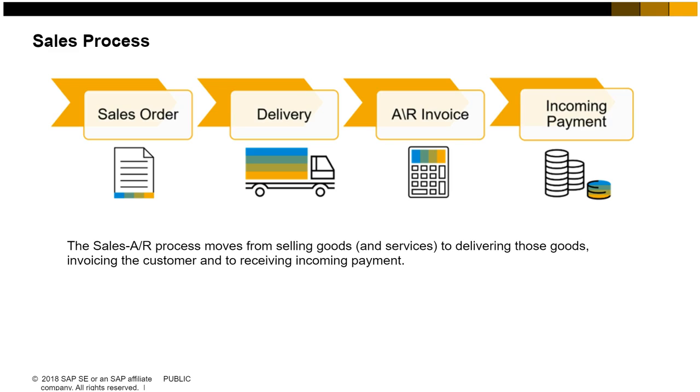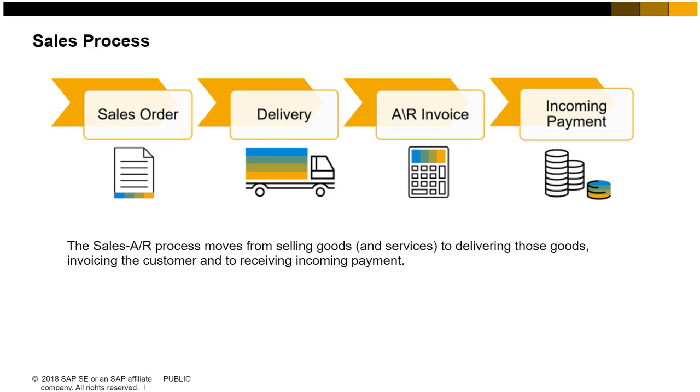Each step in the sales process involves a document, such as a sales order, delivery, or AR invoice. SAP Business One efficiently moves all relevant information from one document to the next in the document flow. According to the business needs, you can choose which documents to include as your process steps. The only mandatory document in sales is the AR invoice.